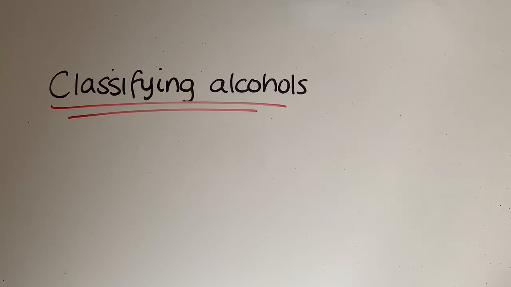The reason we do that is because we need to look at what type of alcohol we've got. One of the reactions that alcohols undergo is oxidation, and each different type of alcohol will undergo a different reaction when it comes to oxidation. That's why this is an important skill to have, of being able to classify the alcohols. So I'm just going to run through the three. Again, we've got primary, secondary and tertiary.